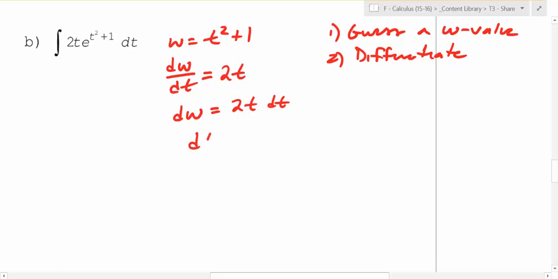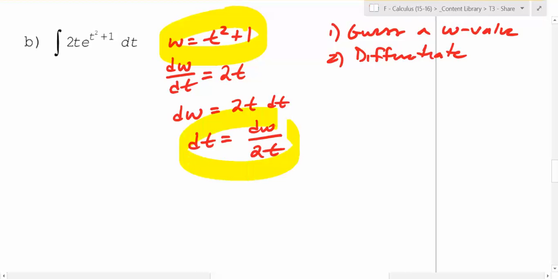So what does dt equal? What does dt equal? You got it. Finish it for me, Connor. Over 2t. Yes. So we have the two things we want. We have w and we have what dt equals.